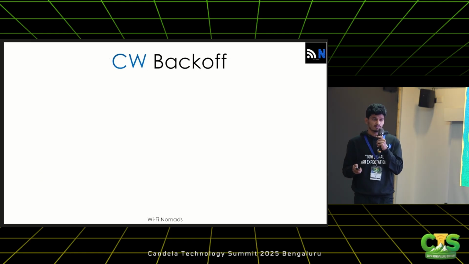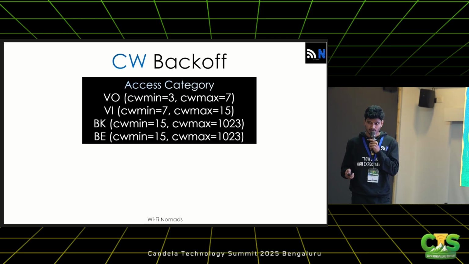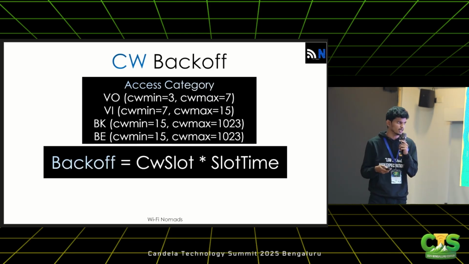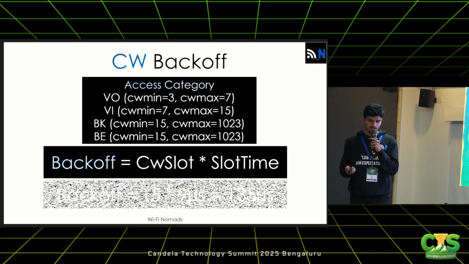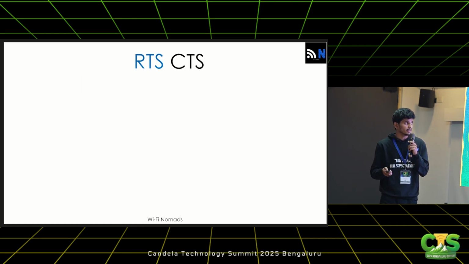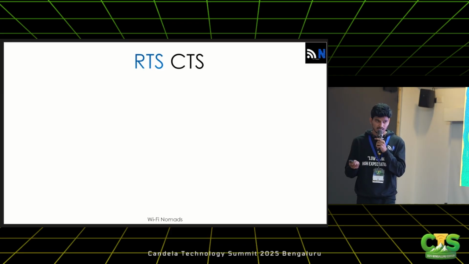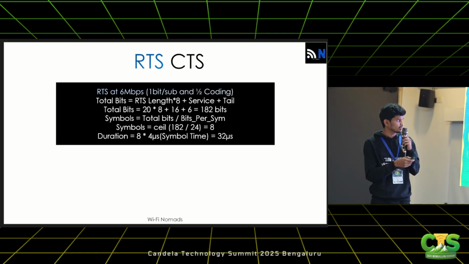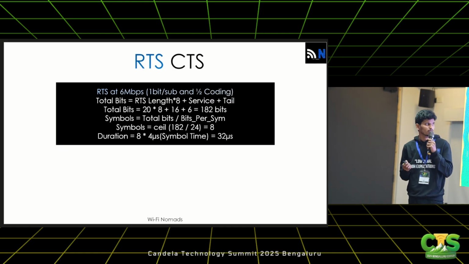Next, CW backoff, which is very simple. You select a random number, as a user you can give it, and we multiply it with the slot time, and we get the value. That's how we calculate it. Then I would like to show a simple RTS control frame calculation. I don't want to scare you by showing all this, but here it's simple.